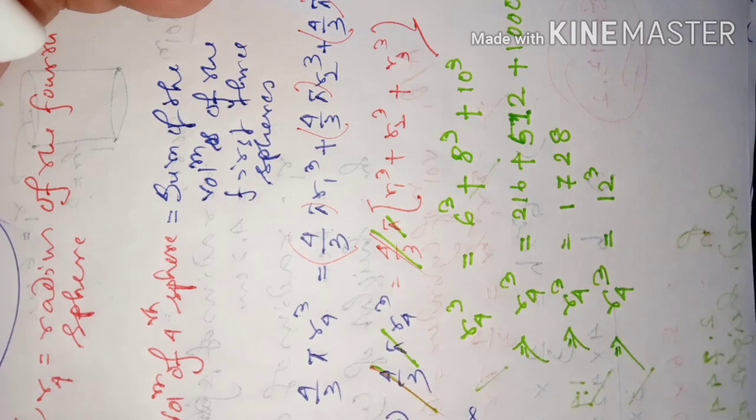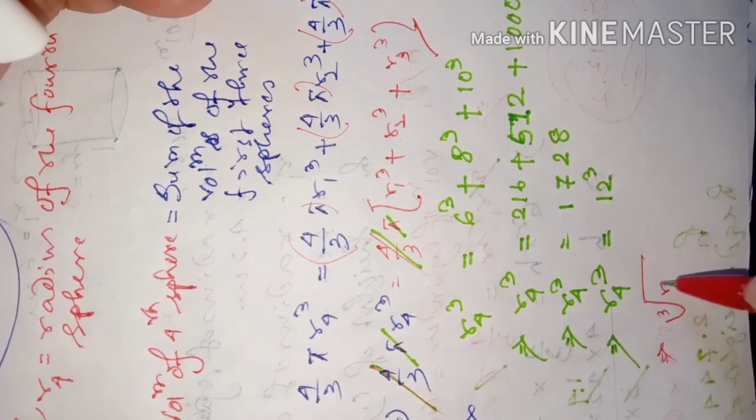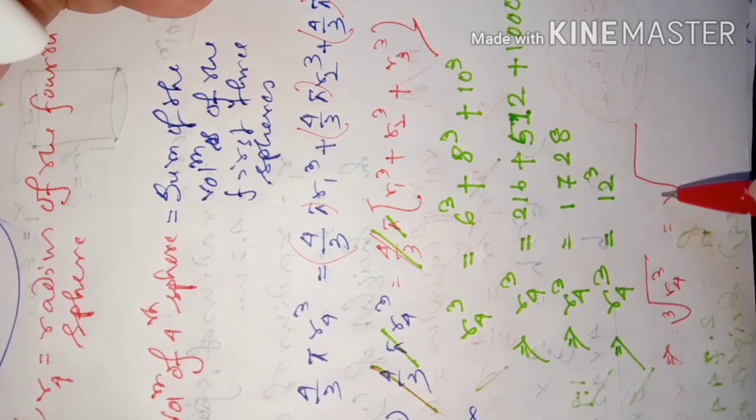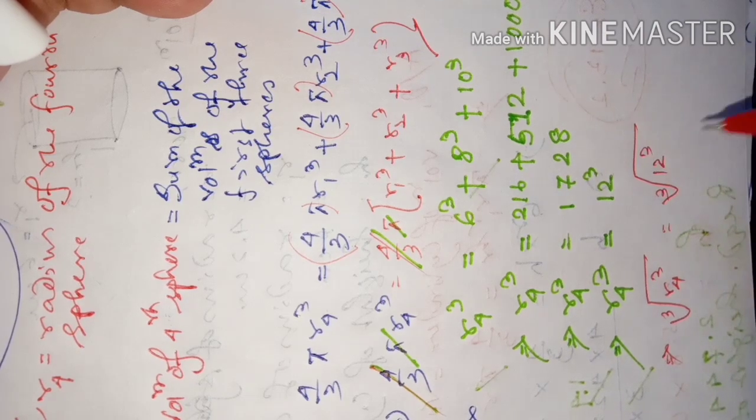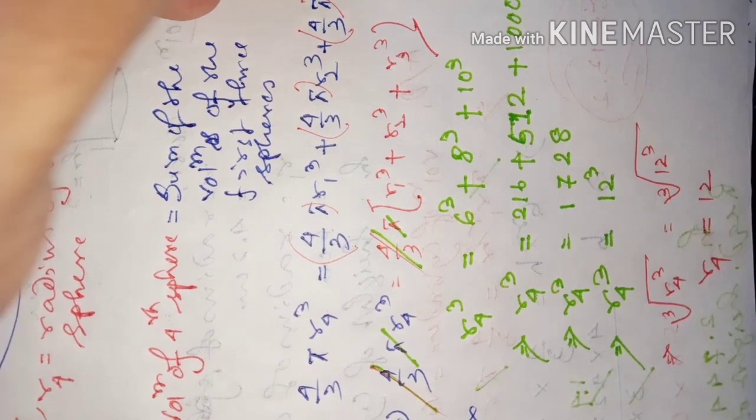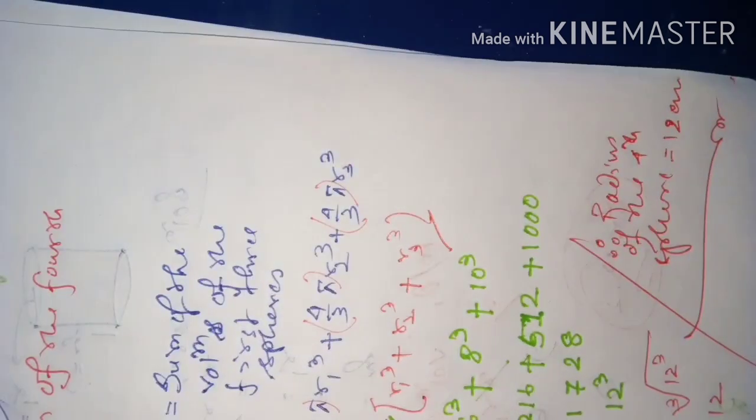Then by taking the cube root of both sides, what will we get? Cube root of r4 cube is equal to cube root of 12 cube. This is the cube root sign; if you write a 3 inside this cap, then it is called cube root. So the cube root will get cancelled with the power 3, so R4 is equal to 12. So what you got? Therefore, radius of the fourth sphere is equal to 12 centimeter. This is our answer. Okay, dear students, this is our answer.